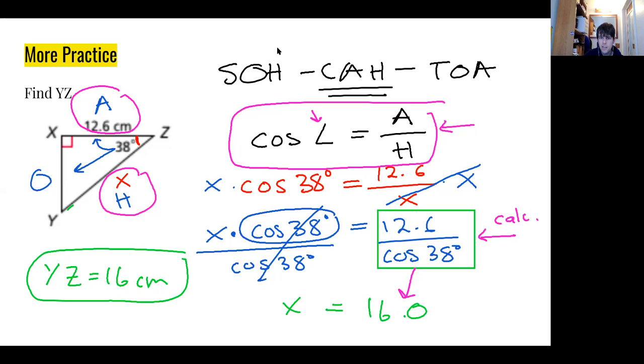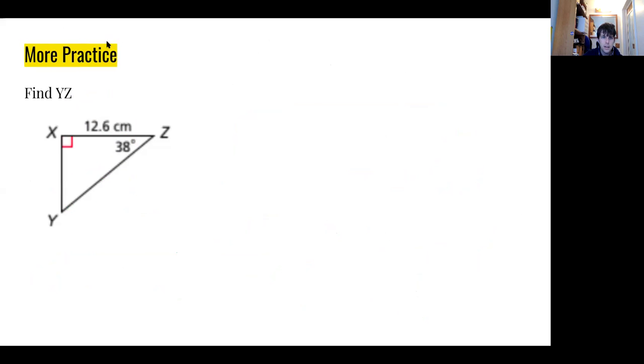The next section here has us solving more stuff about the triangle. So this isn't going to be the end of it here, but it definitely covers the basics of what we need to do.